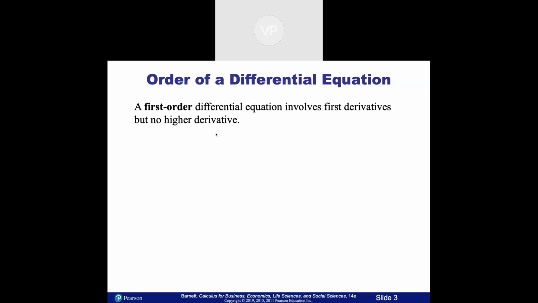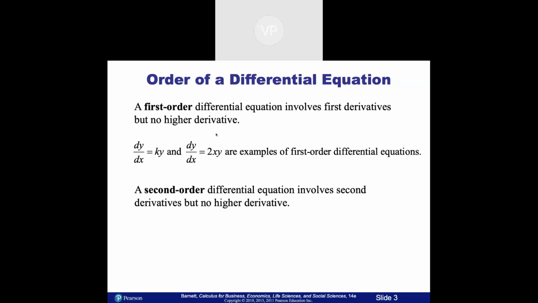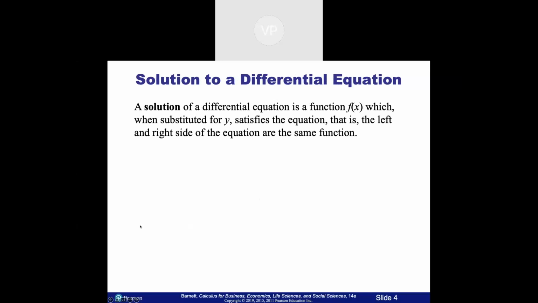First order differentials have a first derivative, nothing higher. And like these examples here, second orders have second derivatives, this y prime prime. The degree of a polynomial is the highest power, and likewise the order of a differential equation is whatever the highest or biggest derivative is. So these are first order differentials on top. This is a second order differential, even though it's got a first derivative. It's whatever the highest one is.